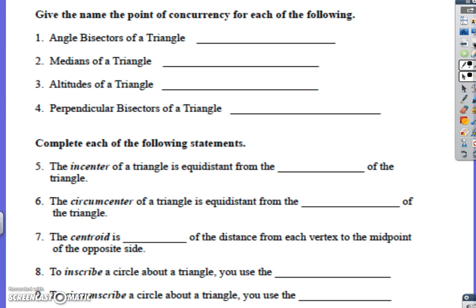Since we're looking at that, let's go ahead and fill in the blank. You should have this sheet there, hopefully with your notes. We're going to name the point of concurrency for each of the following. First of all, angle bisectors. The point of concurrency for these is called an incenter. The incenter is the place where the angle bisectors of a triangle intersect. And we know an angle bisector is simply a segment or a line that cuts the angle of a triangle into two congruent parts, into two equal parts.